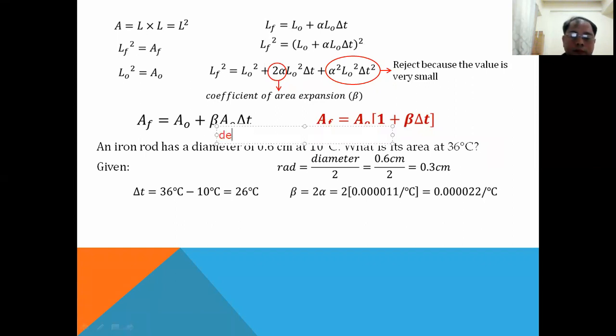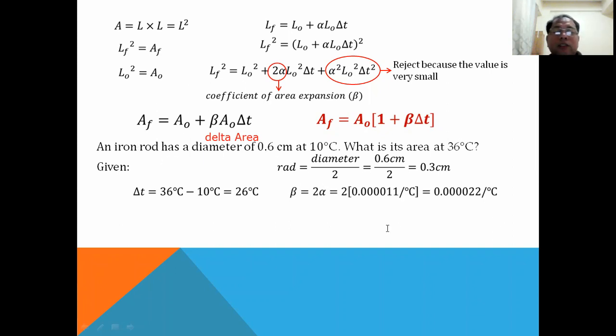We call, by the way, the triangle symbol delta. So this triangle symbol is delta. So delta A plus the original area is equal to the final area. However, that change in area is equal to beta, which is a coefficient of expansion also. Now usually, in terms of alpha, beta can be taken by multiplying alpha by 2. You simply double the value of alpha.